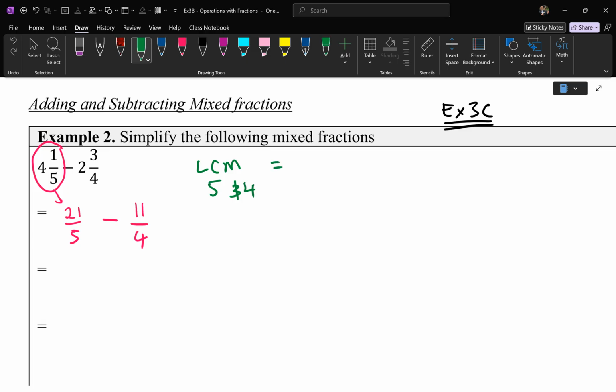20. So to get 20, I have to times 5 by 4. Whatever you do to the bottom, you do to the top. Same thing with this one, times 5 times 5. So this gives you a new equivalent fraction. 21 times 4 is what? 84. Very good. Take away 5 times 11, which is 55, over 20. Now they have the same denominators. You can then add and subtract. You don't subtract the denominator because these are 20ths. I've got 84 of these 20ths, and I'm minusing 55 of these 20ths. So what's 84 take away 55?